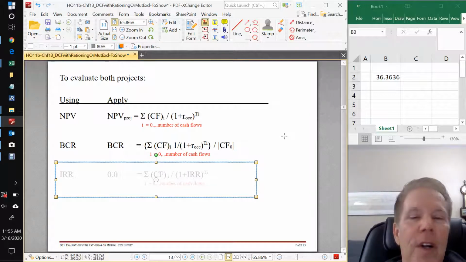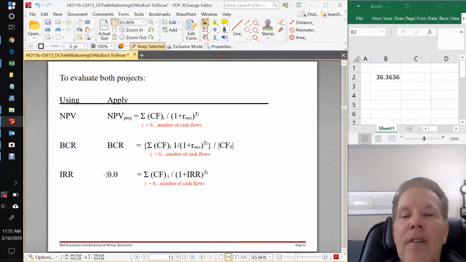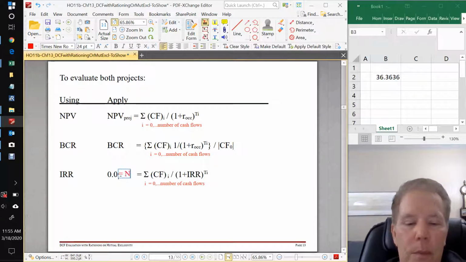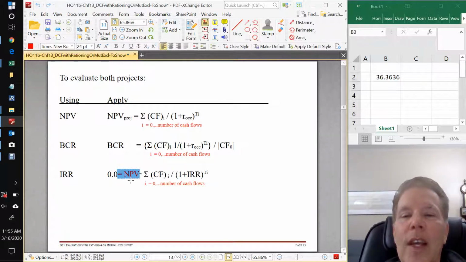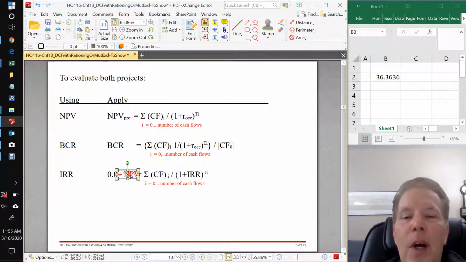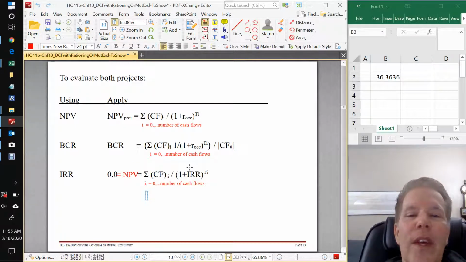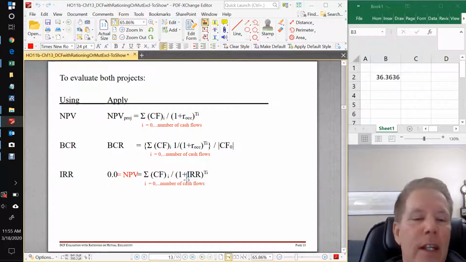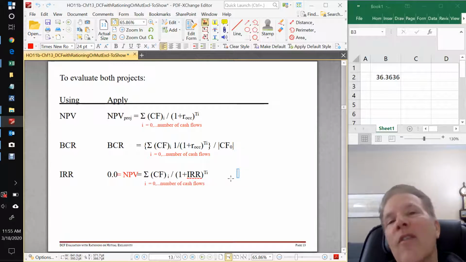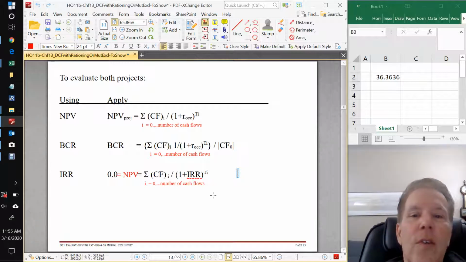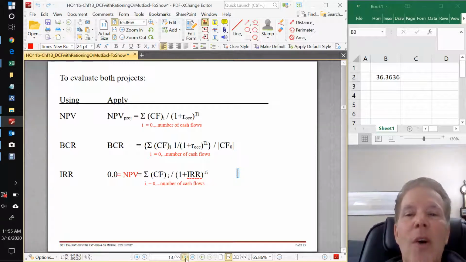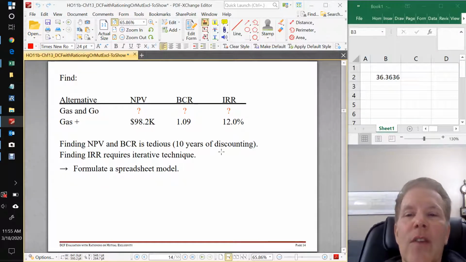And then for IRR, we just have our NPV equal 0 equation here, where we just take our NPV equation from up above and we set it equal to 0. And how do we set it equal to 0? We change the discount rate until we find that equation turns out to be 0. So we want to use all three methods for this.